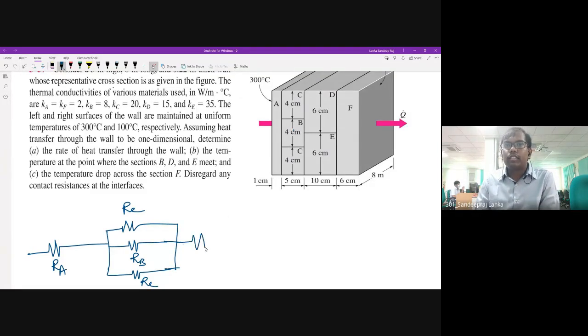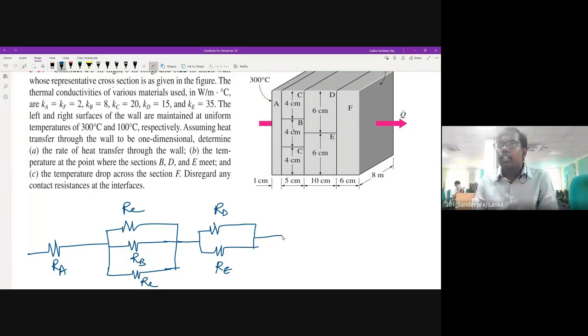And then, sorry, I should write D and E. Again, they are in parallel. So I have shown them on my parallel circuit. And then these two are in series with RF. So this is the thing.